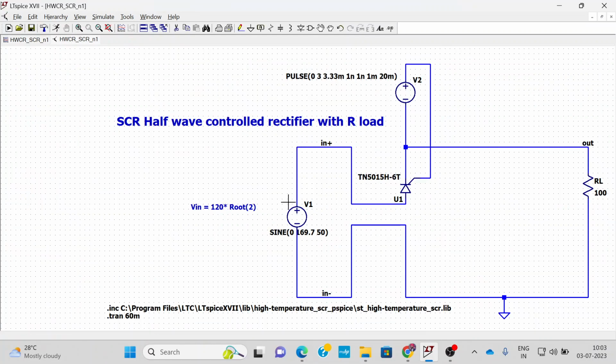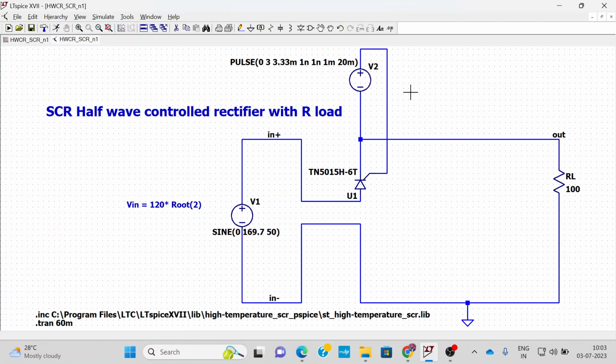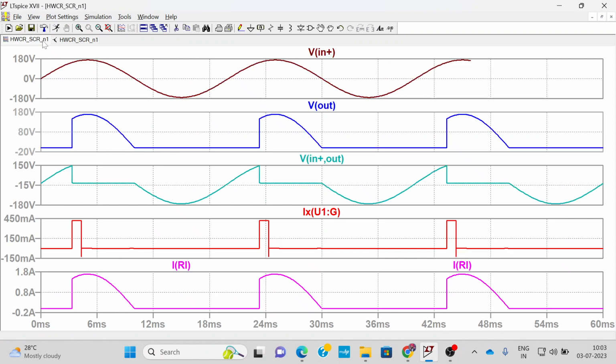Now here, what we have done is we have given input in the form of a peak value, because the RMS value was around 120. So we have to give the peak value over here. It will be 120 into root 2, which is 169.7. Frequency is given as 50 Hertz. So this is my circuit with a resistive load. R is around 100 ohm. And these are my waveforms.